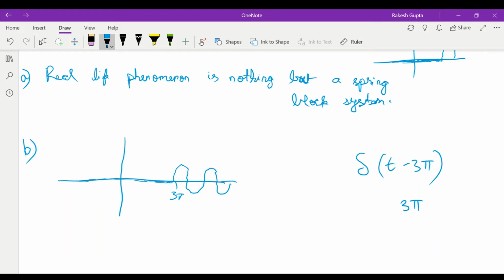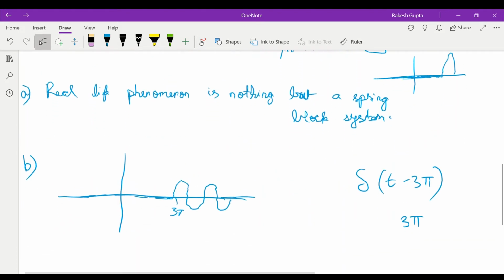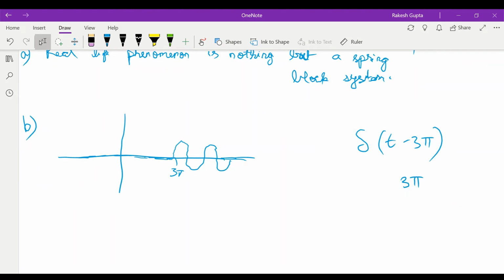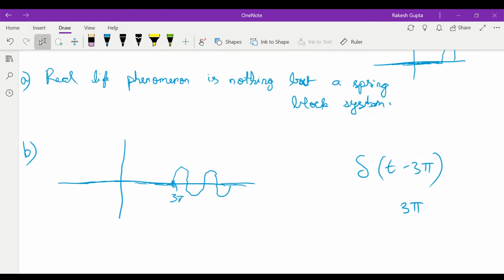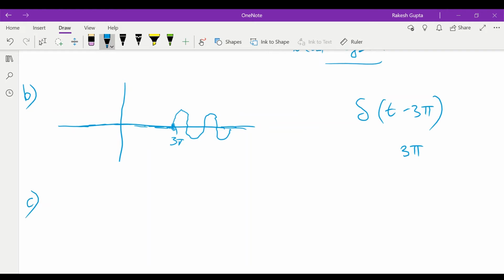Now this oscillation could be damped or not damped. That depends; it should be given in the question. So this is going to be the graph: till 3 pi there is no movement and then the movement starts, and as it is a spring block system, the movement is oscillatory. Now coming to the C part.